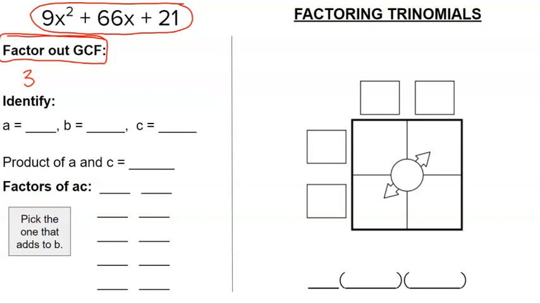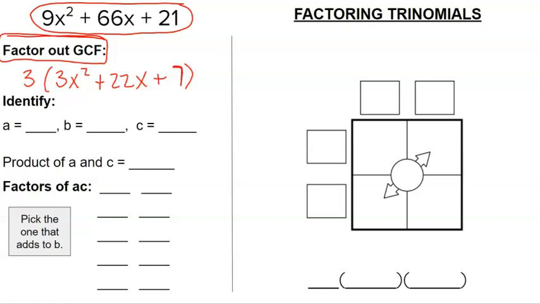We want to factor it out first because it makes our factoring process easier, because then we can still follow the same steps that we were using before. Otherwise, we have to use a guess and check method, which just makes it a little more difficult. So we're going to take a 3 out. What's left in the parentheses is all of these values divided by 3. 9 divided by 3 is 3, keep the x squared with it. 66 divided by 3 is 22, keep the x with it. And then 21 divided by 3 is 7.